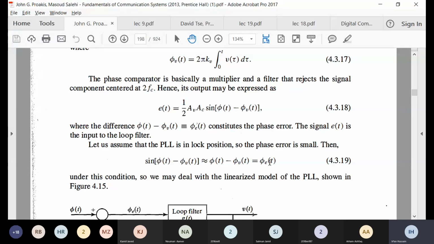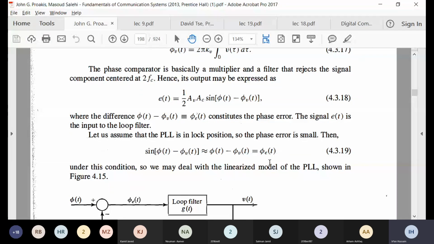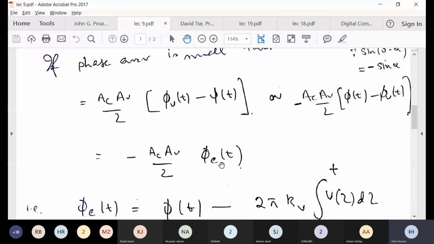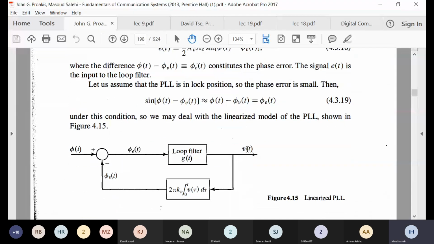You can see this will be the counter to the book. If you take this definition, it will be like this. Same thing, no problem. So we go by the book, and you can correct this as e(t) will be minus of this, and the sign goes away, then minus half A_v A_c times (phi(t) minus phi_v(t)). Now for this assumption, the phase error has to be small. So this is a small angle, and the sine of a small angle comes out to be the angle. If this is so, we say that the phase lock loop is in lock position. It has been locked onto the input.